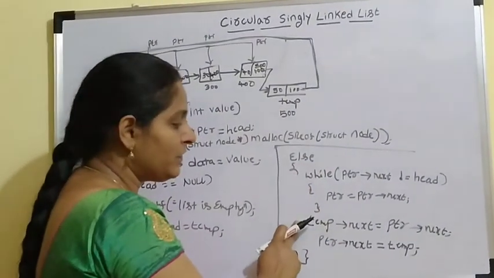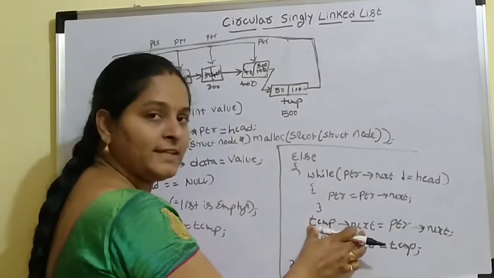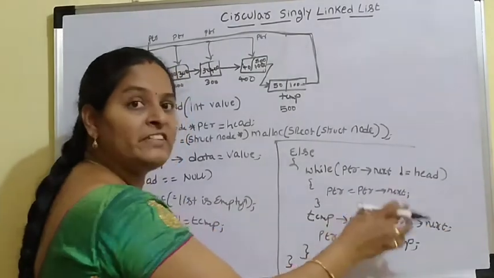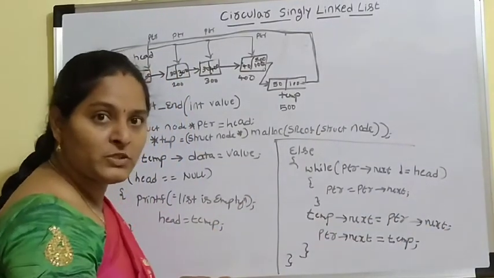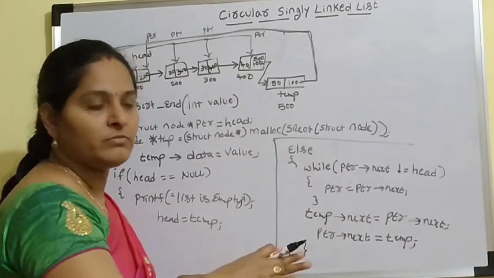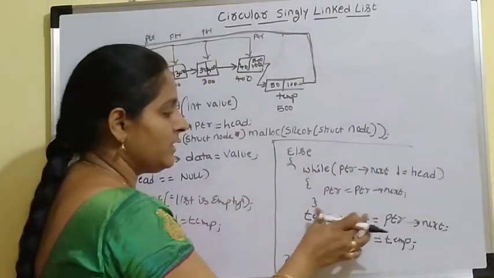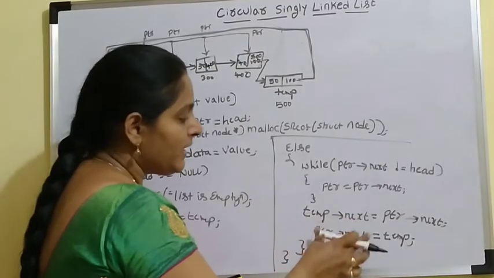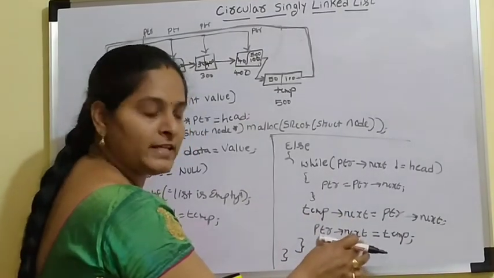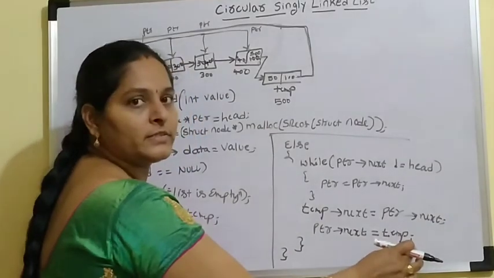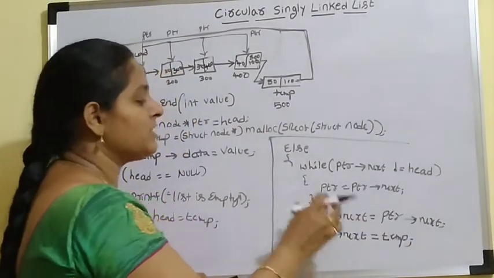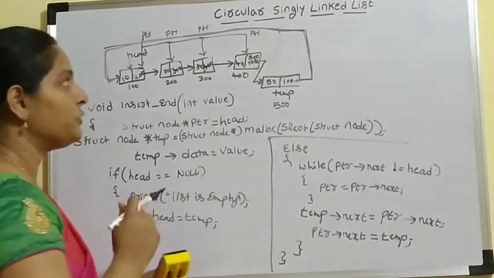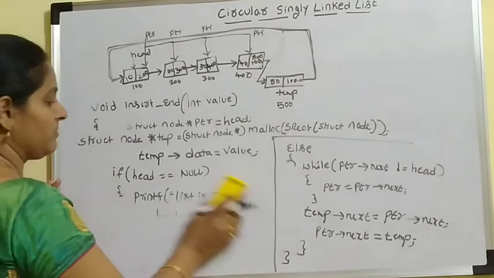In that moment, what we need to do is, in our newly inserting node's next field, we need to save the address of the first node. So previously, where is the address of the first node available? In the PTR next field. So PTR next, we need to store in the temp next. Okay. So after that, in PTR next, we need to save our temp address. So these are the two statements for inserting a node at the end of the list. Let us see how to insert the node in the middle position.